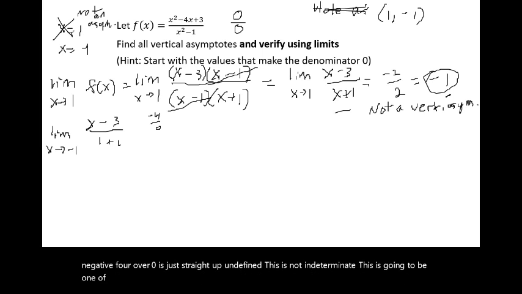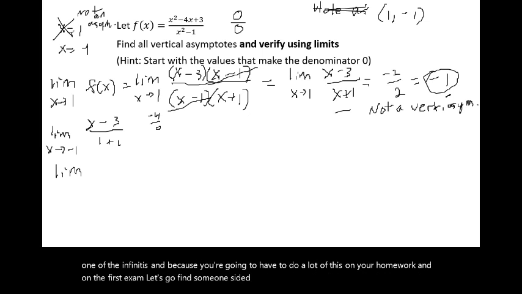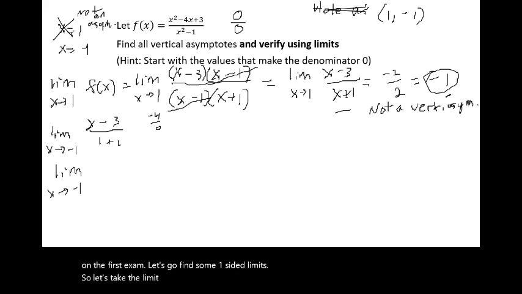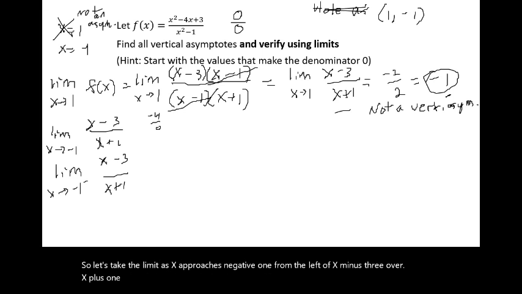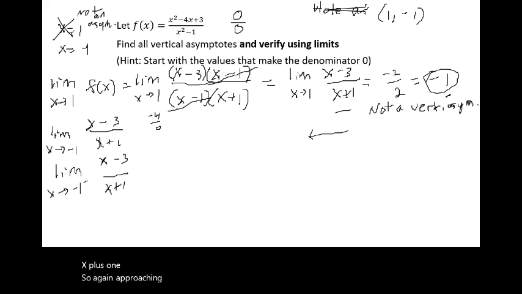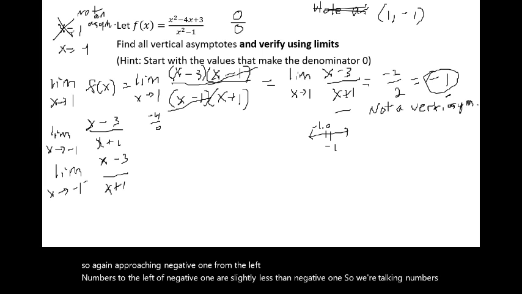And because you're going to have to do a lot of this on your homework and on the first exam, let's go find some one-sided limits. So let's take the limit as x approaches negative 1 from the left of x minus 3 over x plus 1. So again, approaching negative 1 from the left, numbers to the left of negative 1 are slightly less than negative 1, so we're talking numbers like negative 1.01.